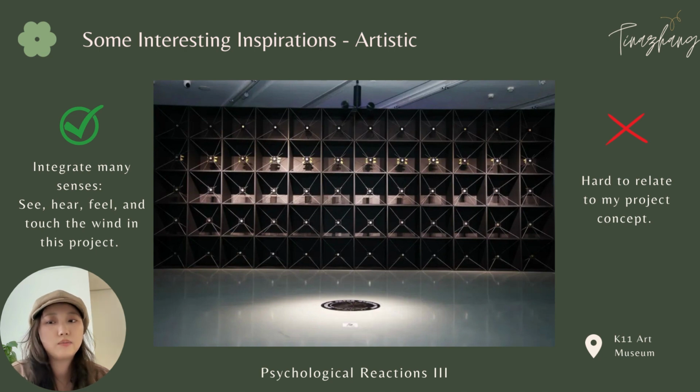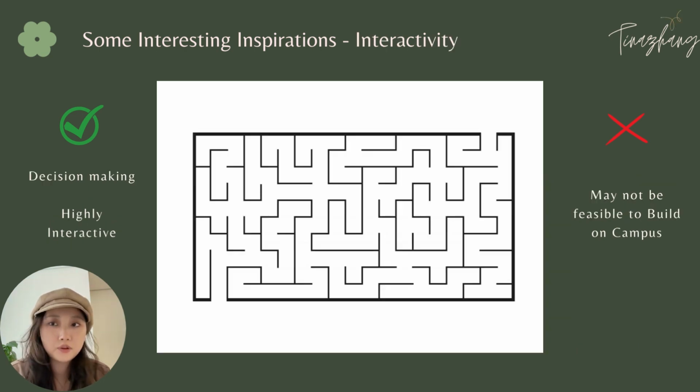So the key to my project is actually to make people realize the existence of this effect instead of just showing it to them. My third proposal is to build a maze, which can be very interactive and interesting to the audience, and can be very relevant to my project because the core of a maze is for people to make decisions. However, building a maze can be very costly and needs many resources and materials that may not be feasible to build on campus.